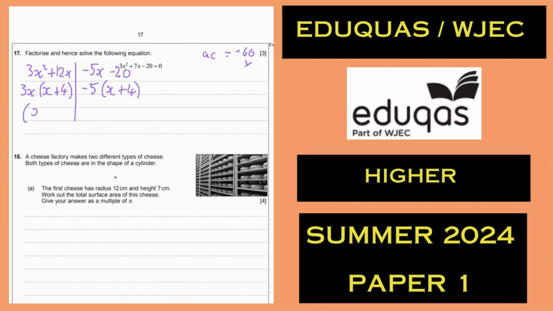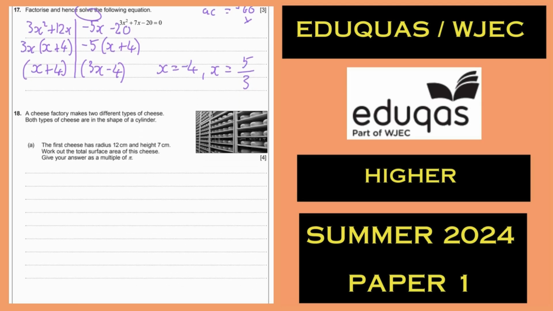So one of our brackets is x plus 4, and the other, I refer to it as leftovers. But it does say, hence solve. One of our solutions is change the sign, negative 4. The other solution is change the sign to get 5, but then divide by the number next to x.